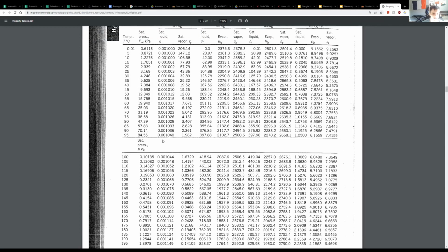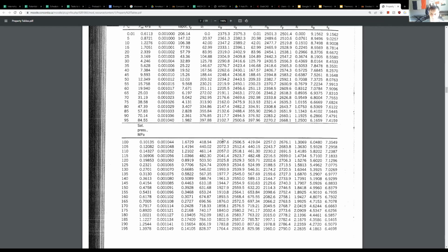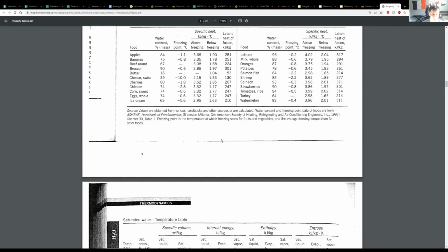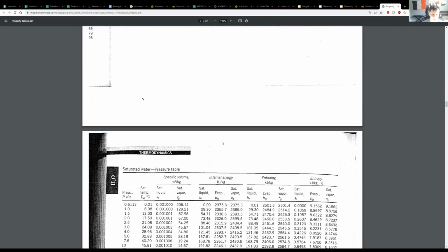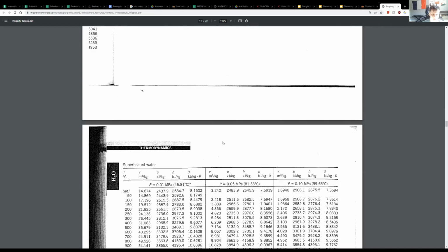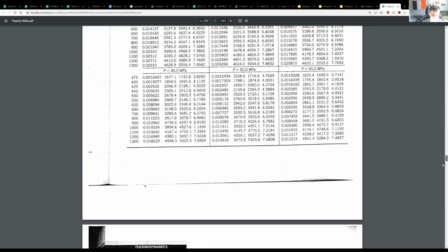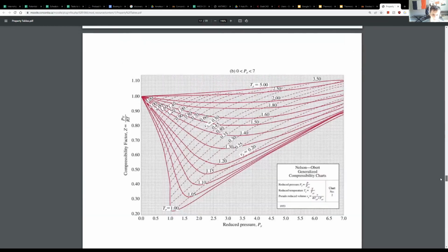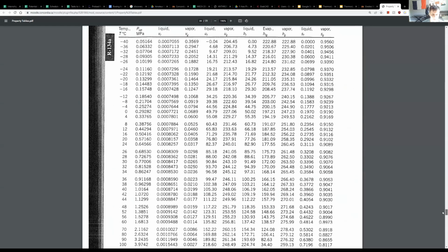What page is that again? In the PDF, what page is that? It's page 7, and it goes on for a while. In between, it'll be for water, and then you get some tables like the compressibility factor graph, and then after that you'll have the ones for the refrigerant.